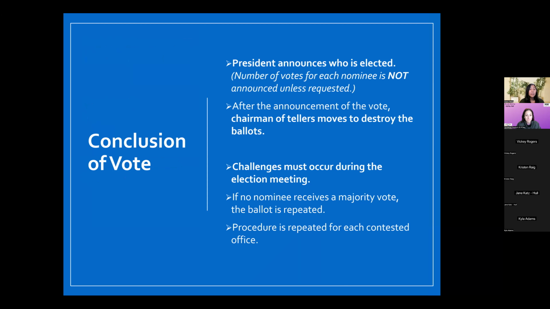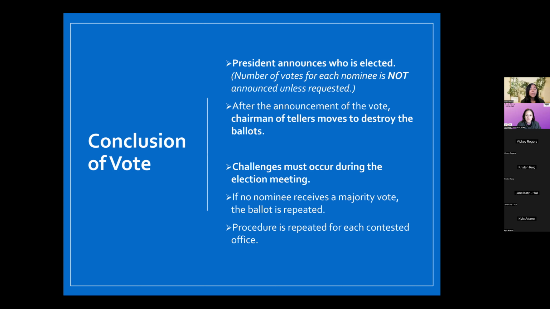Okay. So at the end of the vote, the president announces who is elected. If there is a challenge, say someone thinks that you cheated or you didn't count the votes correctly or didn't do it properly, any challenges must occur during the election meeting. And if that happens, then you would probably have to do the vote again. But if somebody, after the fact, after you finished and went home, the next day goes, wait a minute, you guys didn't do that right, I want you to do a recount, it's too late. All challenges must occur during the election meeting.